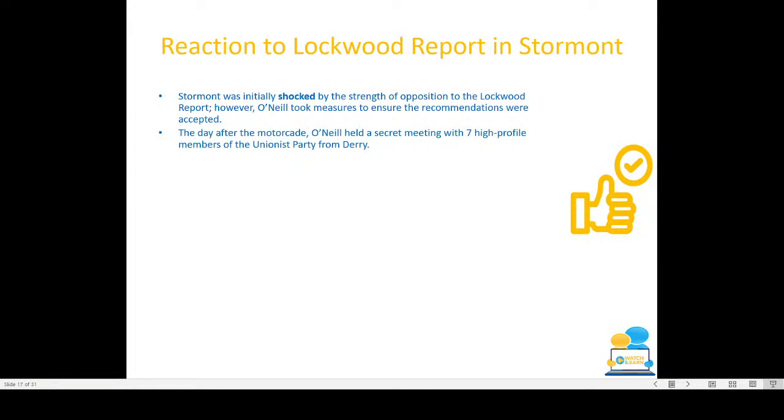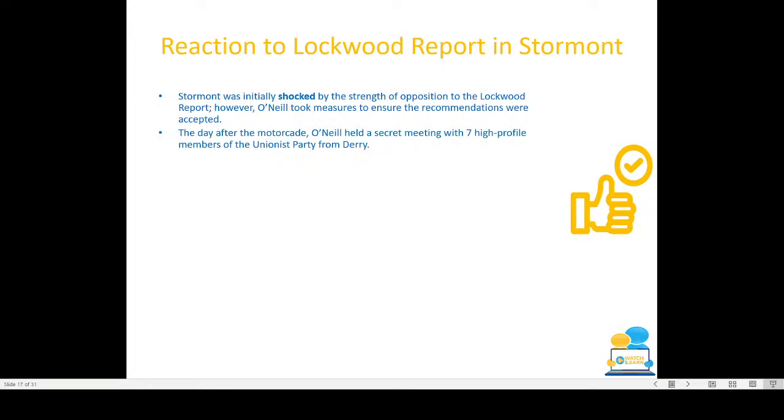So Stormont was initially shocked by the strength of opposition to the Lockwood report. And I suppose at this point we hadn't really seen any cooperation between nationalists and unionists, and now we can see an activist group come together where they're putting the divisions and the tensions between the two communities apart, and they're looking to rally together to get the job done and get a third level institute located in Derry. However, O'Neill took measures to ensure the recommendations were accepted from the Lockwood Committee.